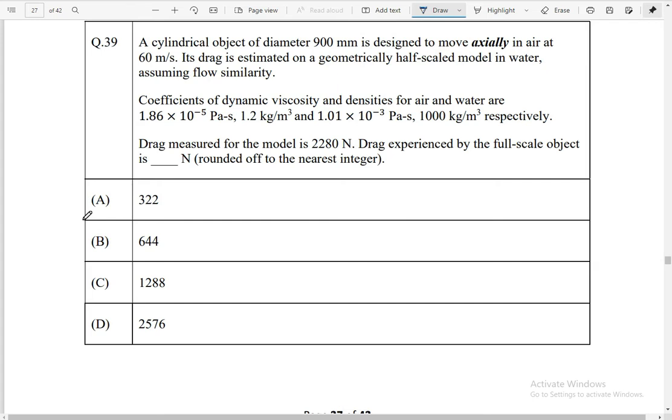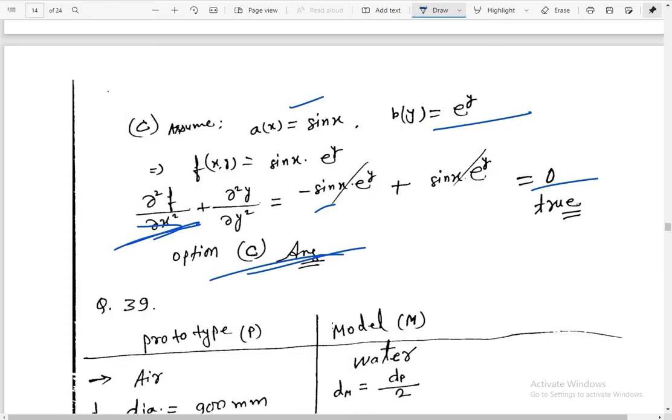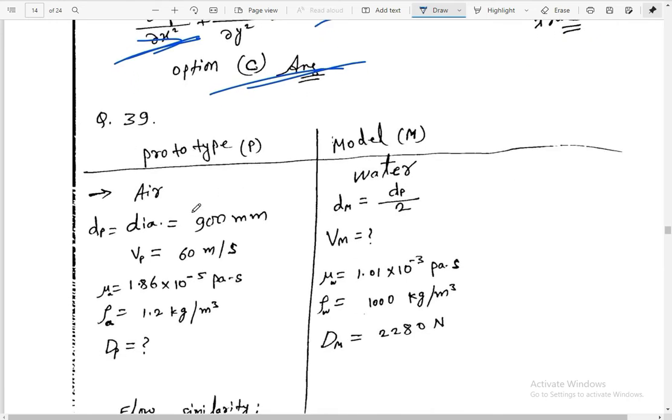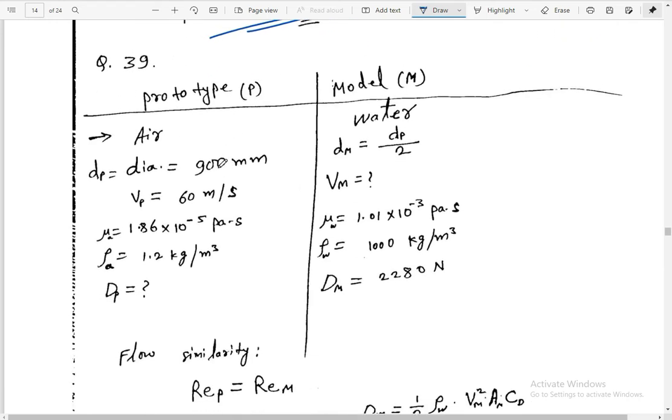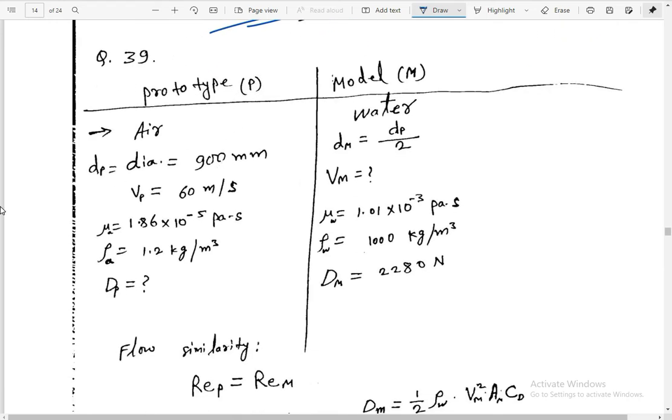Its drag is estimated on a geometrically half-scale model in water, assuming flow similarity is given. Okay, so this is a problem from similarity geometry, and all data are given. Here I mentioned one is prototype, one is model. In prototype this data is mentioned, and for the water model this data are mentioned.